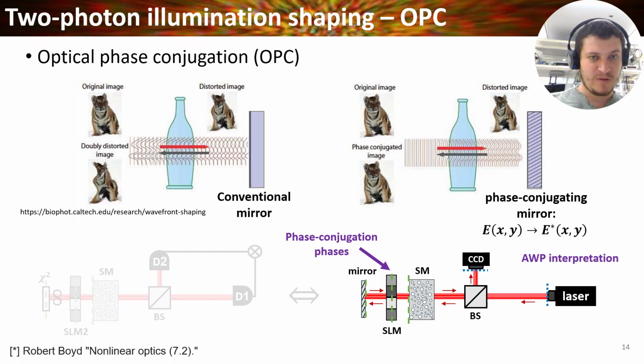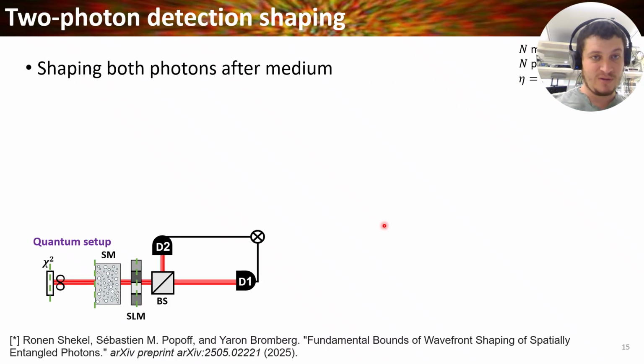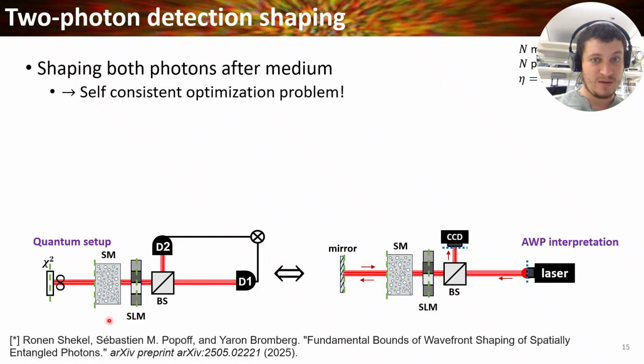Good. The third configuration that we will consider is having the SLM shaping both photons after the scattering medium. And I remind you that in the classical case, it was the same. It didn't matter whether the SLM was before or after the scattering medium. Here, we consider again the advanced wave picture interpretation. So now light is shaped by an SLM, is then scattered and scattered again, and then hits again the same SLM.